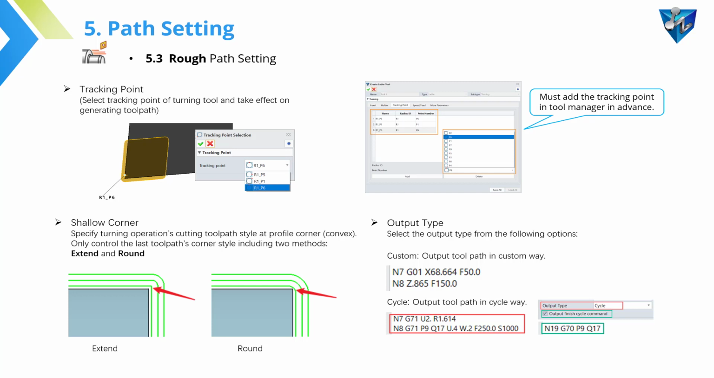Output type provides support for two options: custom way and cycle way. You can compare the differences between these options in the following illustrations.